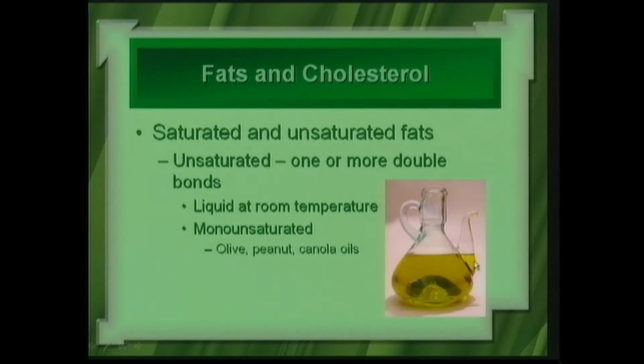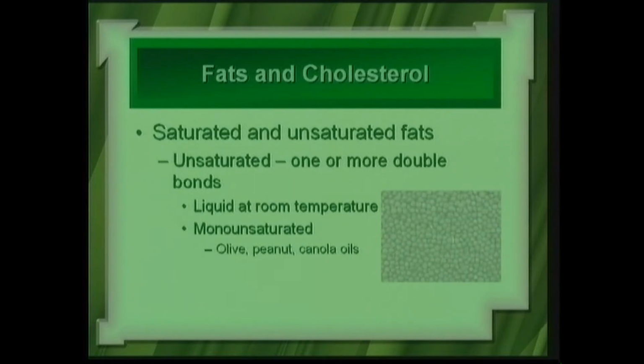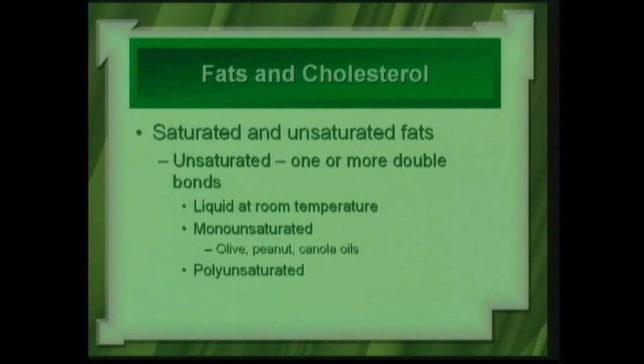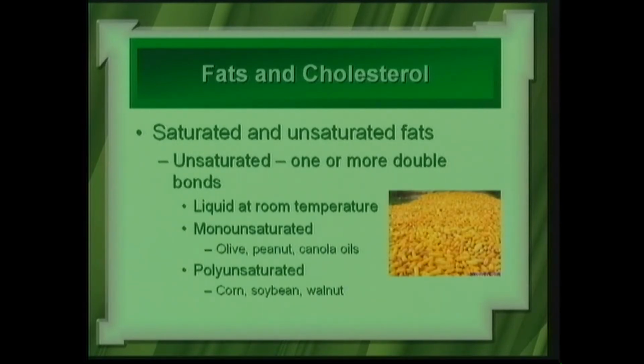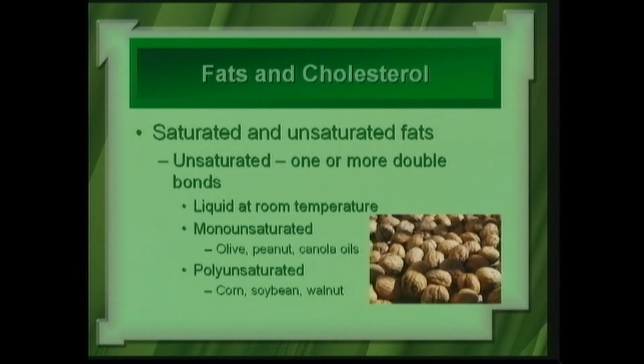Olive oil, peanut oil, canola oil are very, very good monounsaturated fats. We'll talk about why they're so good in a little bit. Here we have olive oil, peanut, and also canola seeds, which I think are called rapeseed, used to make canola oil. Then we have polyunsaturated fats, such as corn oil, soybean oil, made from soybeans, and walnut oil.